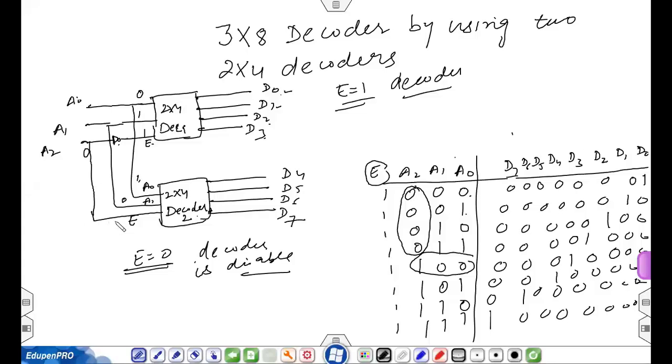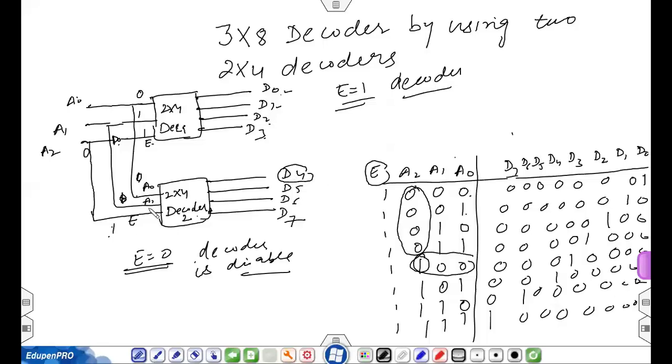A2 is your 1. So in this case, if it is 0 1 or maybe 1 0, in the same way, your output, like suppose if you are starting from A0, then you can write here 0 1 or maybe 0 0. If it is 0 0, and the enable is 1, because A2 is connected with enable. So this is 1. So what will be your output here? Your output will be D4.